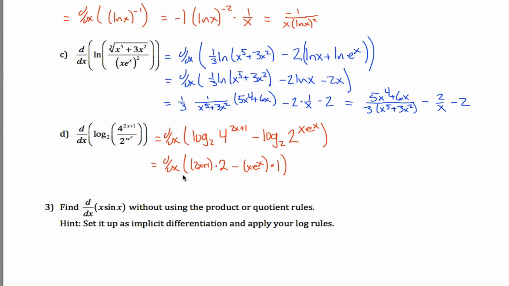So really this question is asking me what's the derivative of 2x plus 1 times 2 minus x e to the x. And I can figure out that derivative. This 2 is just a constant, so it stays out in front. The derivative of 2x plus 1 is just 2. So 2 times 2 is 4. Minus the derivative of x e to the x, I'd have to use the product rule. The derivative of x is 1. E to the x plus, leave the x alone. The derivative of e to the x is e to the x. So I'd end up with something like that.